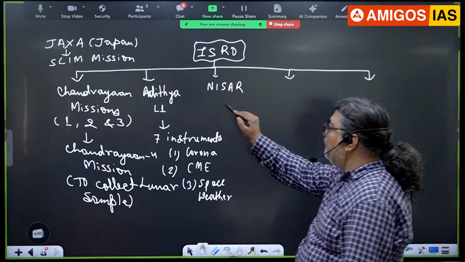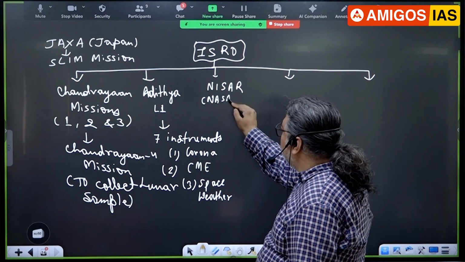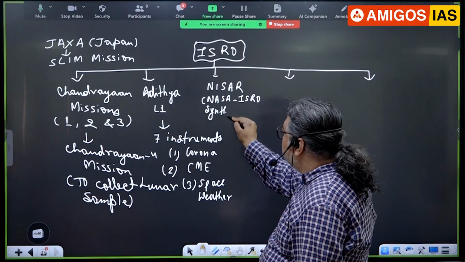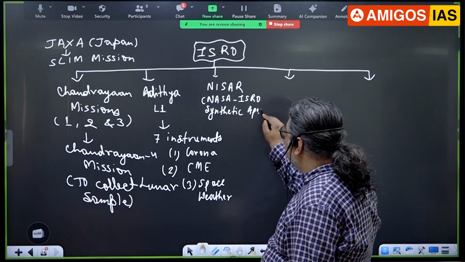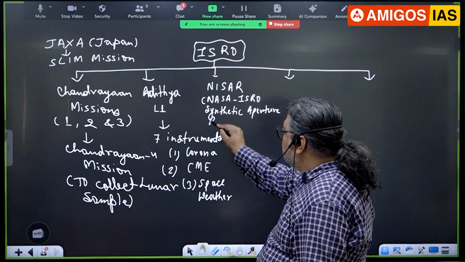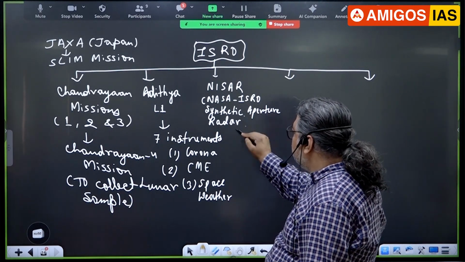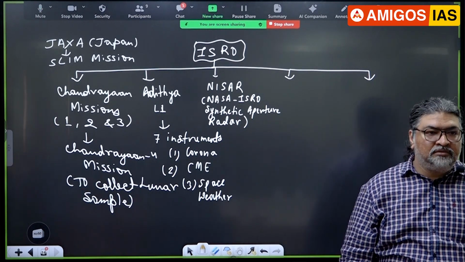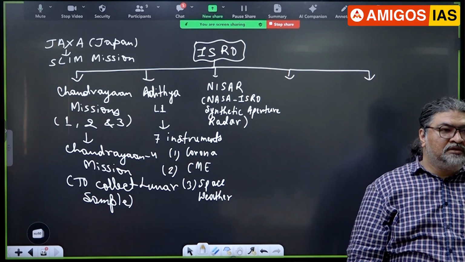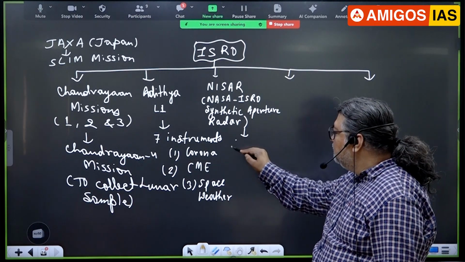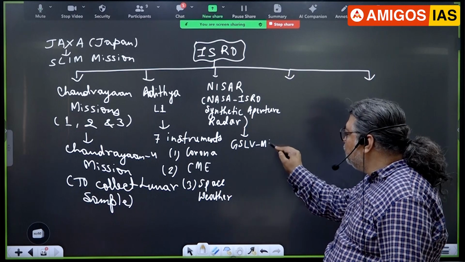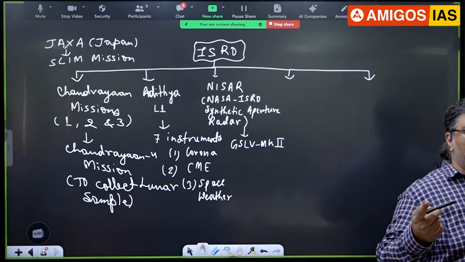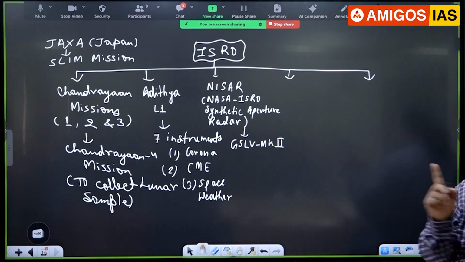What is the full form here? NASA, ISRO. We are collaborating with the USA there. And SAR stands for synthetic aperture radar. It will be launched by India from Sriharikota. Which rocket are we going to use? GSLV Mk2, Mark 2. Remember that. Which is the heaviest rocket in India? Mark 3. But we are going to use Mark 2 to launch it.